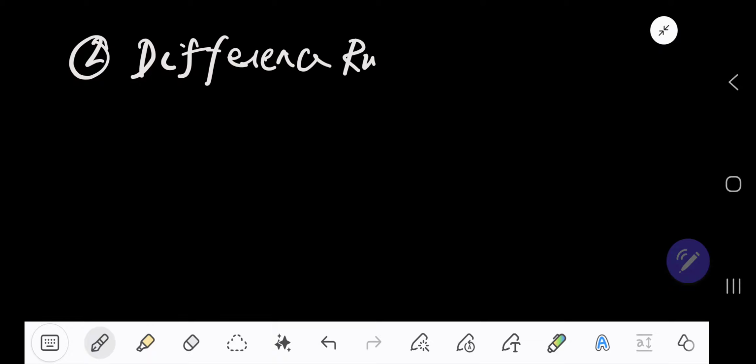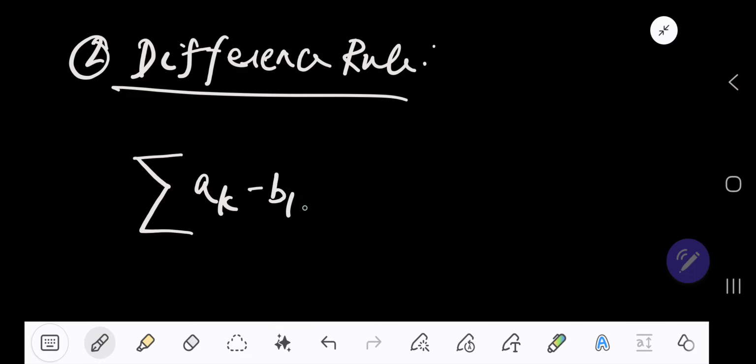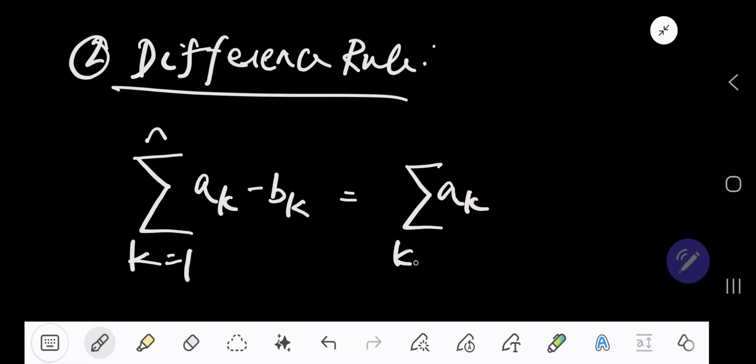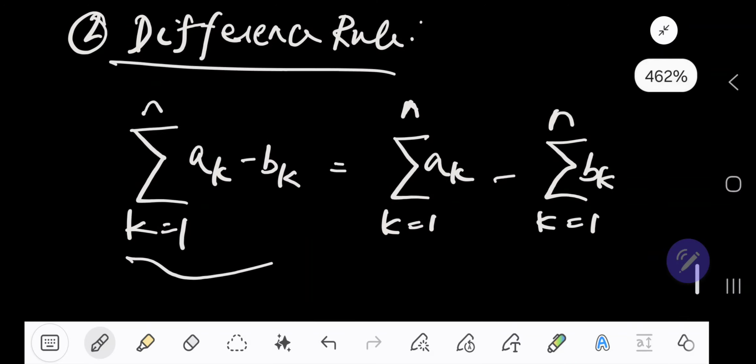Our second rule is the difference rule. Let me write it down. What does the difference rule state? It is the same as the sum rule, except when you subtract two integers. So the summation of ak minus bk, as k equals 1 all the way till n, equals the summation of ak from k equals 1 to n minus the summation of bk from k equals 1 all the way till n. This is our second rule, also known as the difference rule.